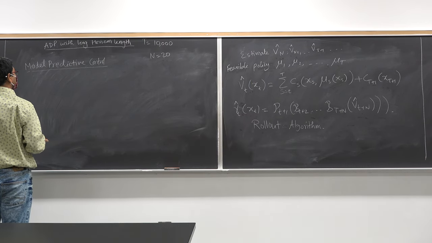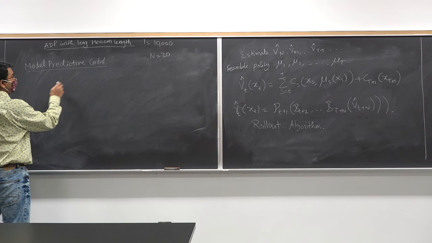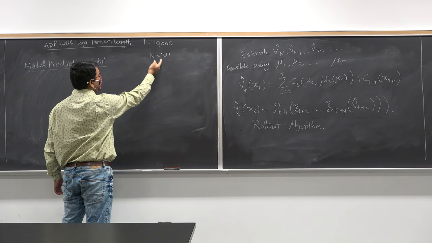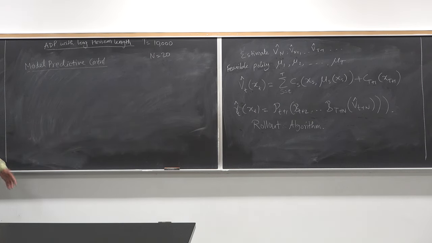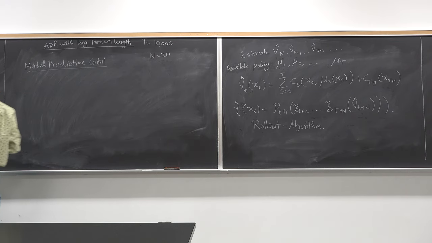So what do you do? And this is the problem. Your capital T is very large, and your capital N is only 20. So how do you deal with that situation?